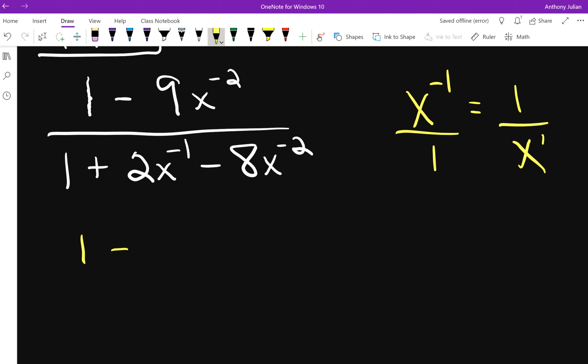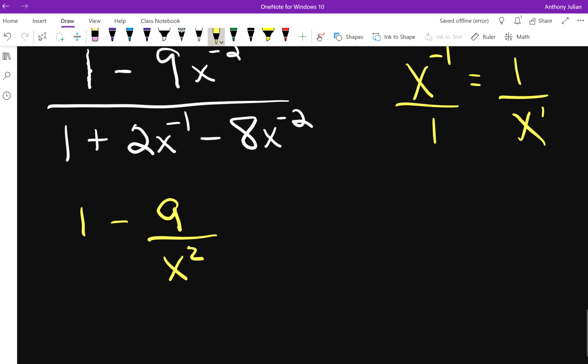All right, so in other words, I'm going to have 1 minus 9, and in order to make this x to the negative 2 positive, it's got to come into the denominator. So that would make it x squared. That's how I'm rewriting that. It's this equivalent expression. I leave the 9 alone. If it were enclosed in parentheses, then I'd bring it down in the denominator as well, but it's not. So it's just the x to the negative 2 that I want to turn positive.